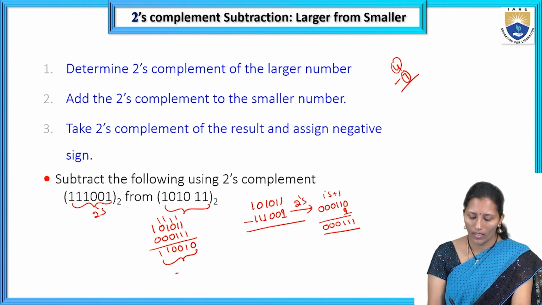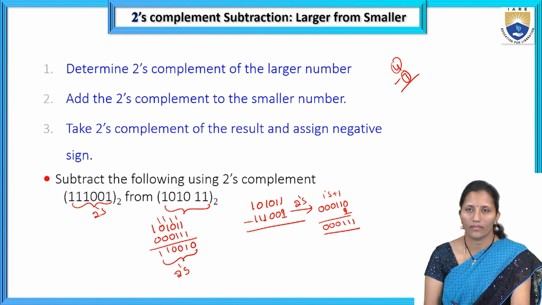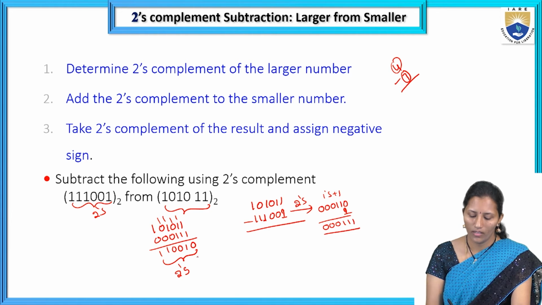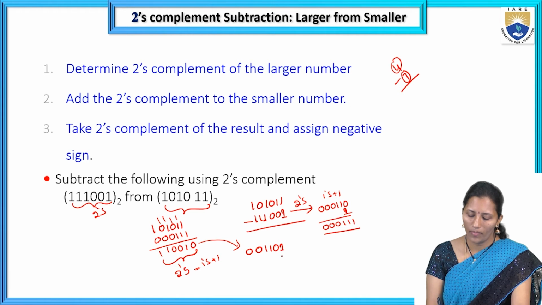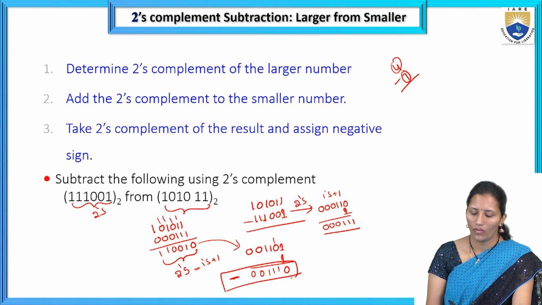Again we have to take the 2's complement of this number. Okay. So 2's complement of this number is 1's complement plus 1. So 1's complement is here 0, 0, 1, 1, 0, 1 plus 1. So 0, 0, 1, 1, 1, 0 and assign a negative value to this number. Okay, this is minus 0, 0, 1, 1, 1, 0.